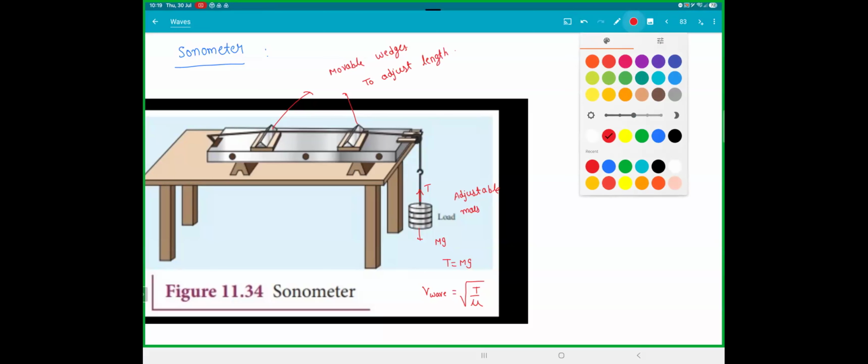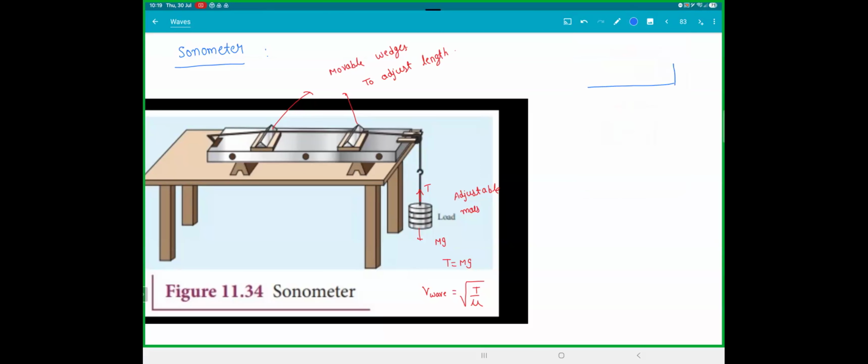Now, for simplicity, I will just draw the picture like this. The right side is fixed. The left side, we have a block M. This is how I will show henceforth. This is x is equal to 0. This is x is equal to L. And we use a tuning fork F to vibrate the string. Clear with this? Now, I want to generate standing waves or stationary waves on this string.